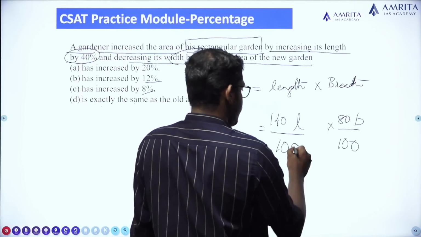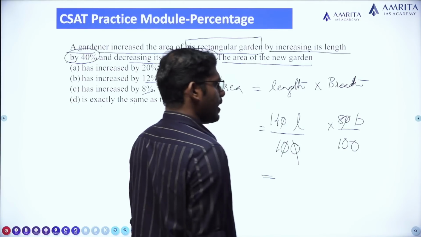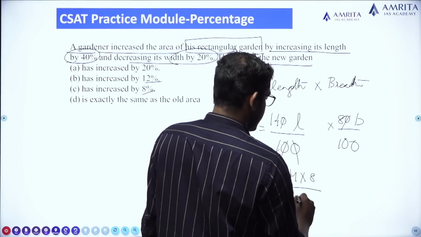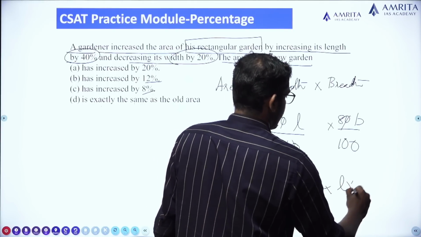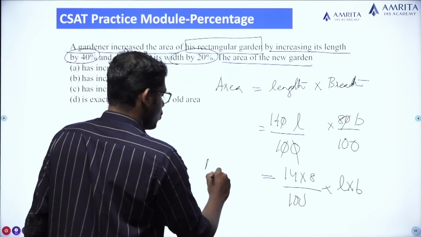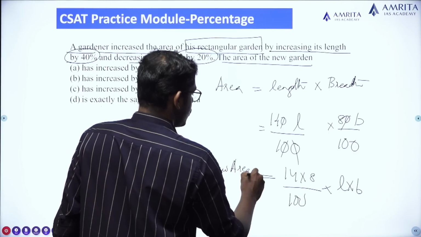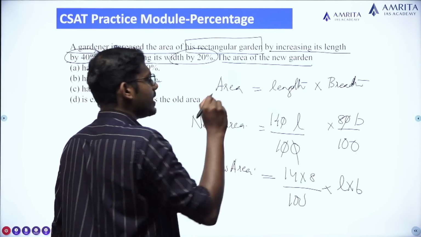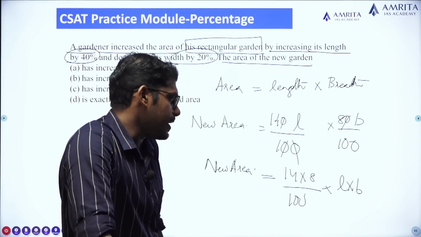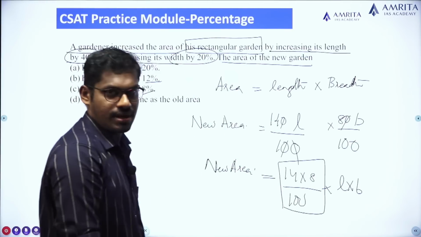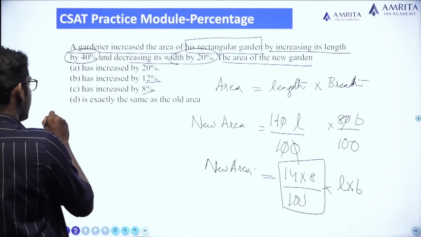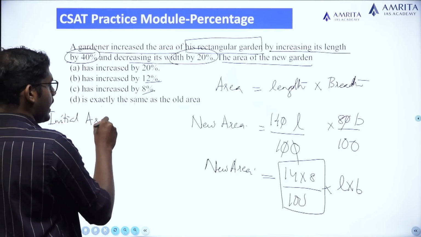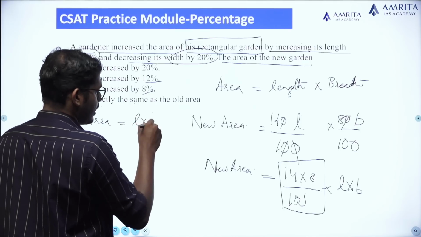Now, the 0s will cancel each other. 14 into 8 by 100 into, writing L and B together. So the new area is equal to 14 into 8 divided by 100 into L into B. Clear? Okay. So what was the initial area? The initial area of the rectangular garden was L into B.